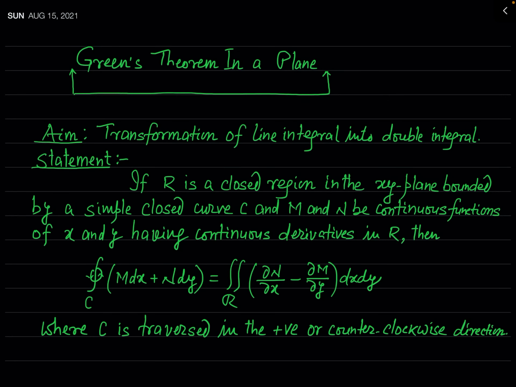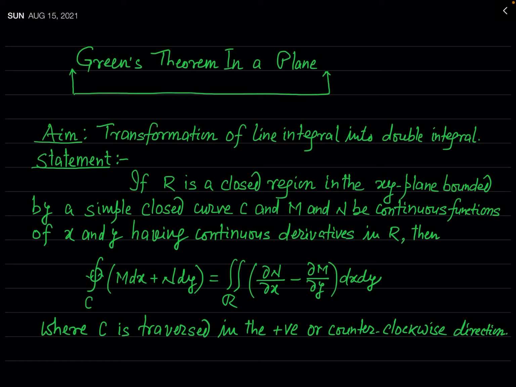After a detailed analysis of the divergence theorem, now we will discuss Green's theorem. Actually, there are two Green's theorems. The first one is known as Green's theorem in a plane, and the second one is called Green's theorem in space. In this lecture, we will see what Green's theorem in a plane is. First of all, we will state this theorem, and after that we will see the proof of this theorem.